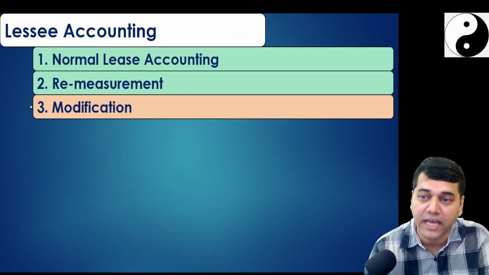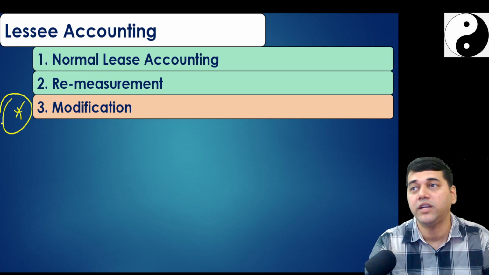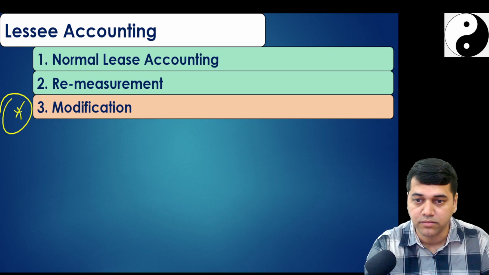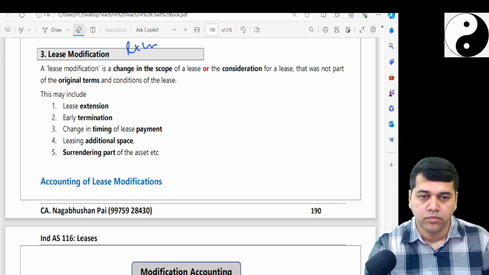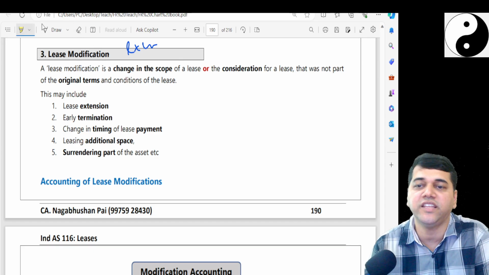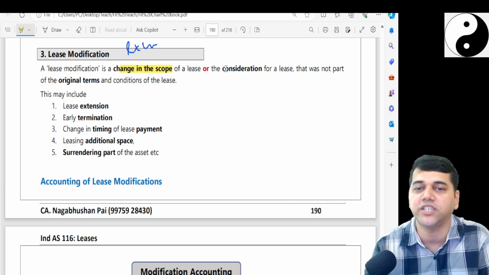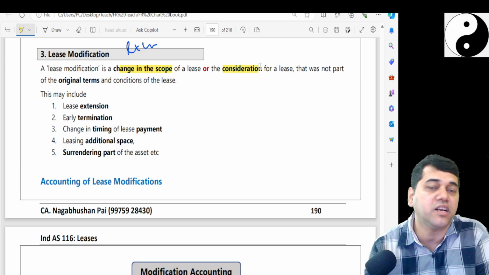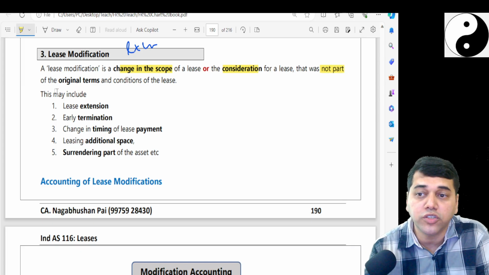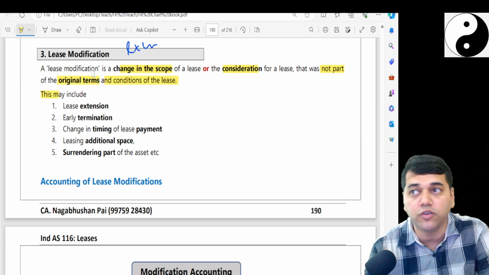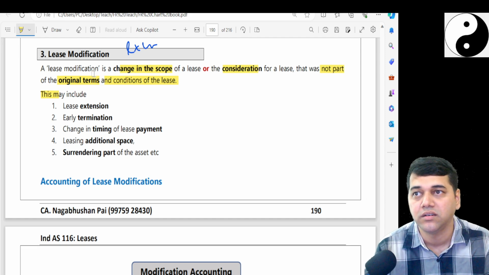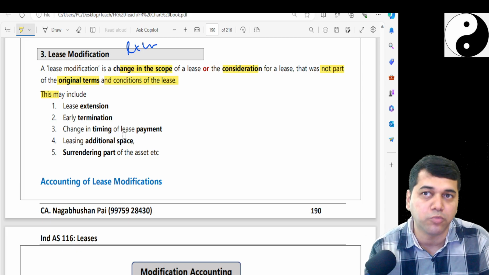Now we will go to another important aspect called a modification. How is the modification going to get accounted? Yes, sir. So modification is the change in the scope or change in the consideration, which was not part of the original term. That's very important. If it was already part of the original term, then it is not a modification, it is a remeasurement.